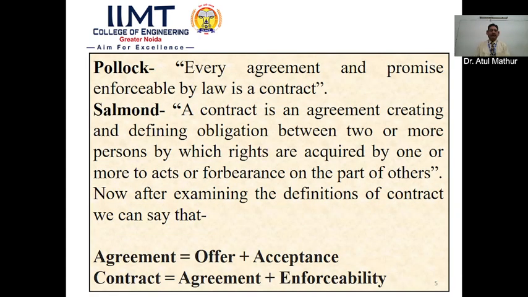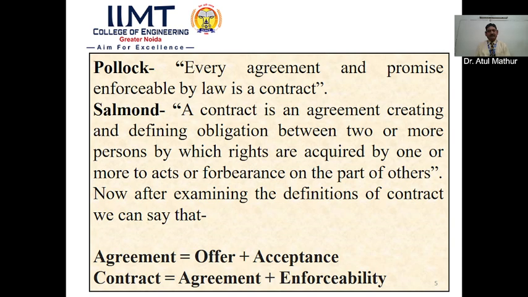According to the definition of author Pollock, every agreement and promise enforceable by law is a contract. According to Salmond, a contract is an agreement creating and defining the obligations between two or more persons by which rights are acquired by one or more to act or forbearance on the part of others.